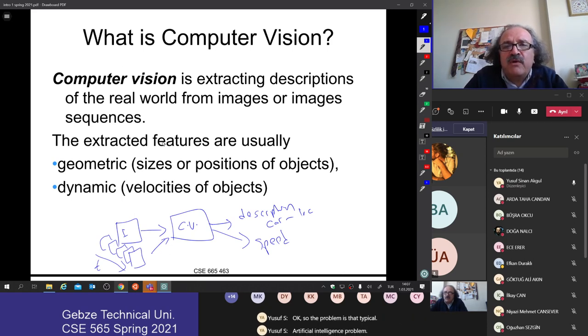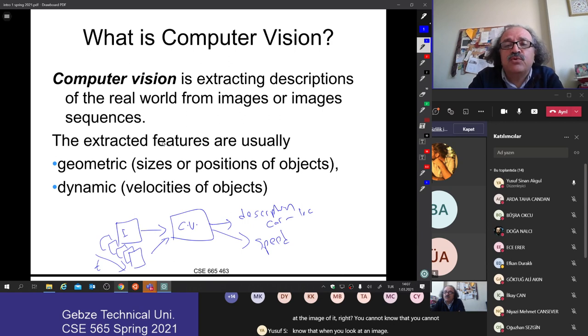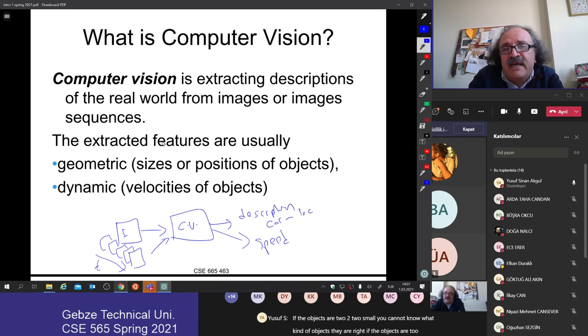You cannot know everything about the real world by looking at an image of it, right? When you look at an image, if the objects are too small, you cannot know what kind of objects they are. If the objects are too fast, you may not measure their speeds. Or the objects are so weird sometimes, you may not know their types. So it's an artificial intelligence problem.